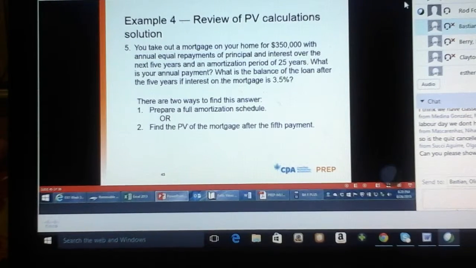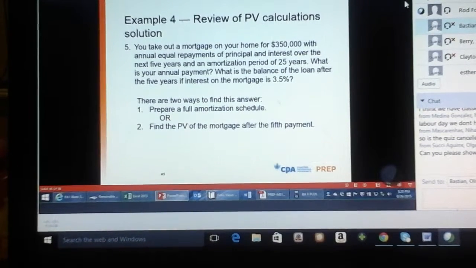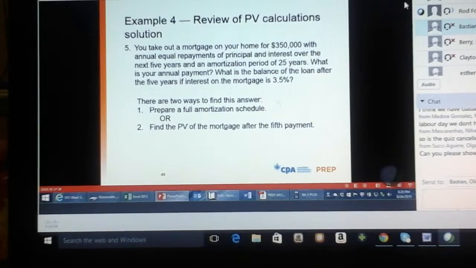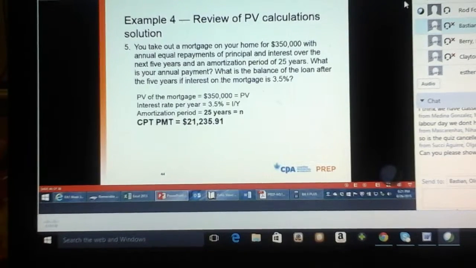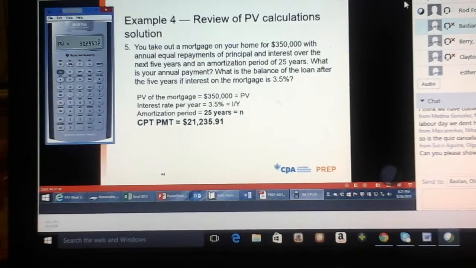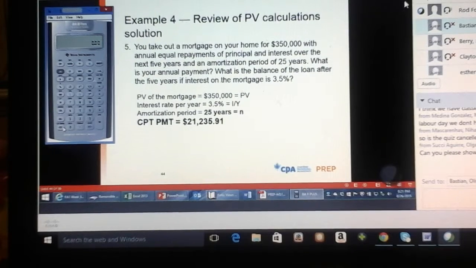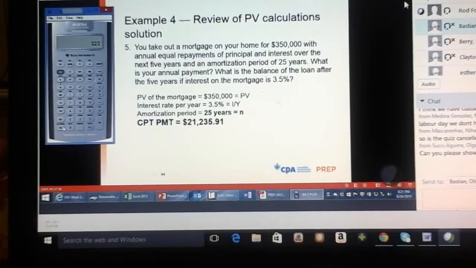Okay, so it says we can either prepare a full amortization schedule or find the PV of the mortgage after the fifth payment. Okay, let's go ahead and calculate this to see if we got that payment correct. And then I'll show you something kind of neat in your calculator, but I didn't show it to you last time because you do have Excel to put your amortization tables together.